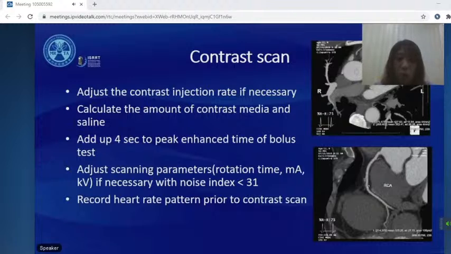We should also notice the noise index, which should be below 31. If the value is larger, maybe we need to adjust the scanning parameters in order to achieve optimal image quality.